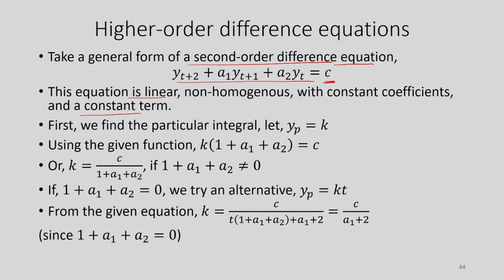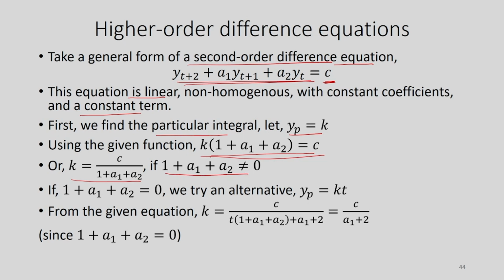Let us first start with the particular integral, and we assume a simple solution yp is equal to k, a constant, and I put it here. yp is equal to k, so that means y is invariant with time. So, I get this equation, and that boils down to k is equal to c divided by 1 plus a1 plus a2. But I can write this only if the denominator is non-zero, that is, 1 plus a1 plus a2 is not equal to 0.